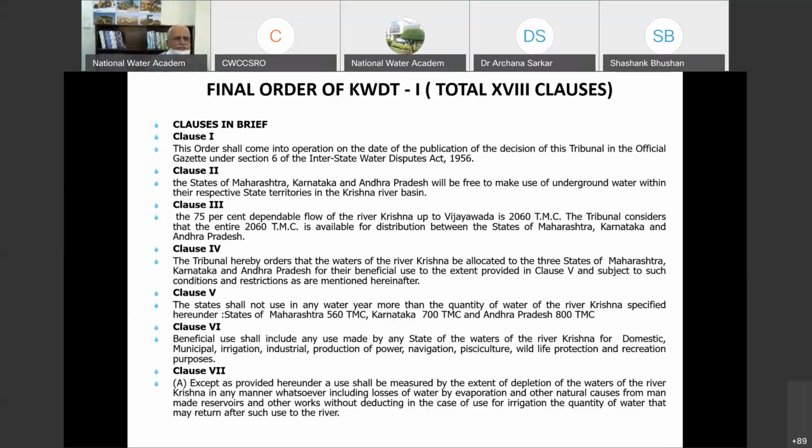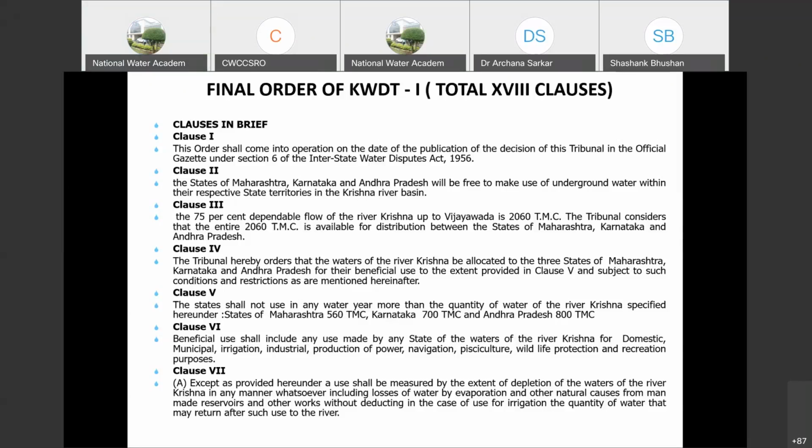The various clauses of the order are now before us. This will come into force after Gazette notification. States of Maharashtra, Karnataka will be free to make use of underground water. This is another thing which was also discussed in the tribunal. Water available is only 2060. Each state should use their underground works for the areas which are not covered. Clause 3 is 75% dependable flows available are 2060. Clause 4 is believe that clause 5 is the allocation by the tribunal.